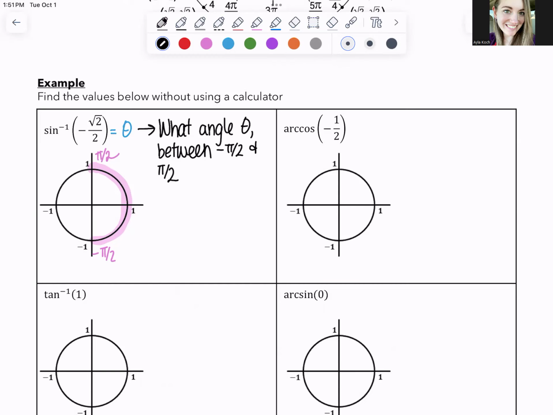has a y value, and I'm saying y because we have sine, of -√2/2. Truly, that's what's being asked here. We've limited down our range, so we only have to look here. We know that sine is positive up in quadrant 1, so we're definitely looking at quadrant 4 down here. And we know the √2/2's, those happen at pi/4 angles.